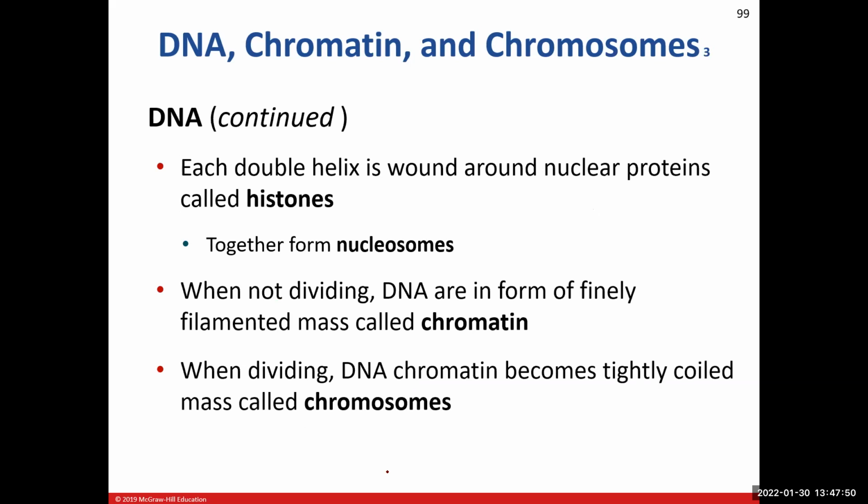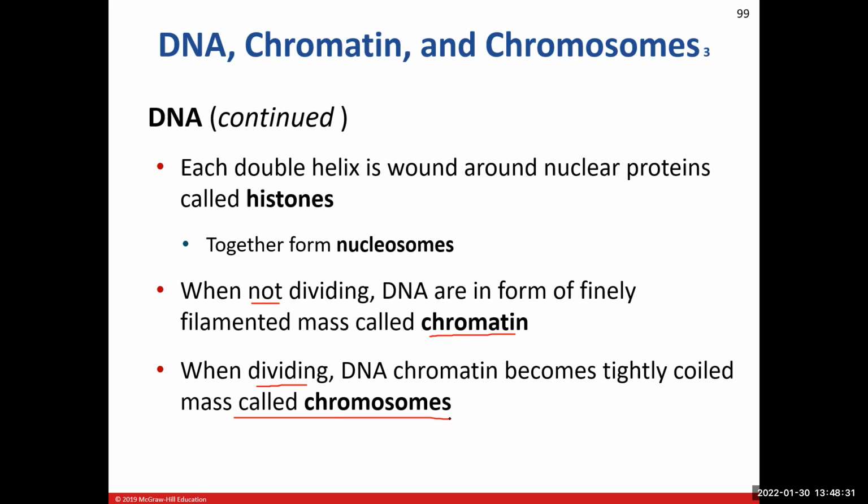Well, before I define what a chromosome is, let me define what chromatin is. The cell is either dividing or not dividing. In a cell that is not dividing, the form that our DNA is going to be in is this small, very fine filament. And so we call that chromatin. But when the cell divides, now we coil up all of that chromatin, and then we call it a chromosome.